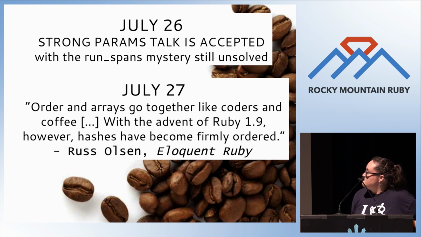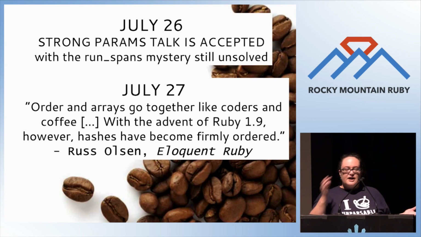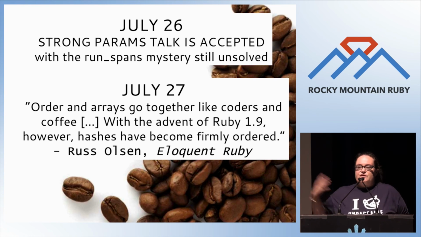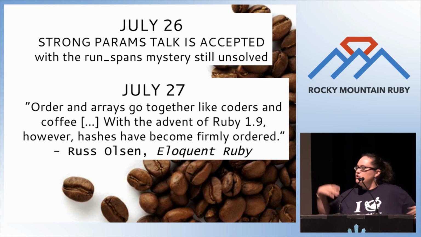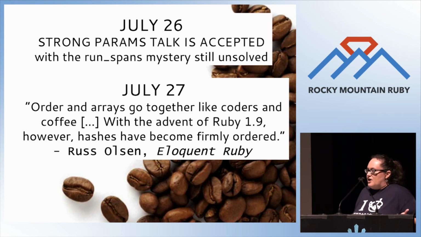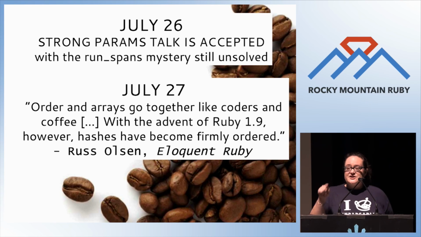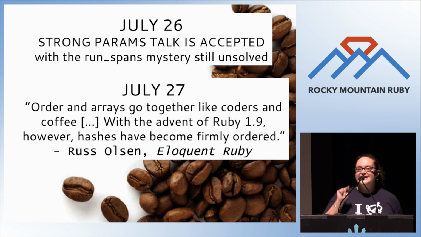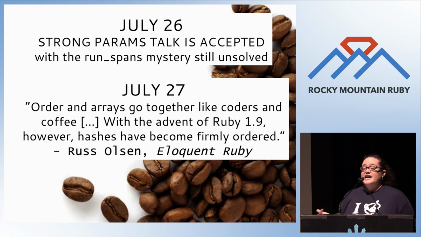With the advent of Ruby 1.9, however, hashes have become firmly ordered, which we never, at least I never, think about. You know, if you have a key, you have a value. If you have a value, you have the key. And you don't have to think about order, but you damn sure do in strong parameters, at least in this particular case. And the reason is because we had overloaded an active record method, which Dan and I did not realize at the time, but we did.